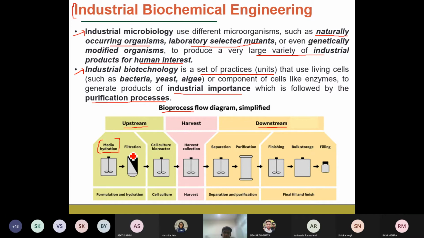Now the second step shows the filtration. One very important thing in any biochemical engineering process is aseptic conditions, because microbes will only grow well in a very aseptic condition. So what is an aseptic condition? That means there should not be any contamination, either of other microorganisms or of other types of materials, whenever you are carrying out any bioprocess or fermentation step.